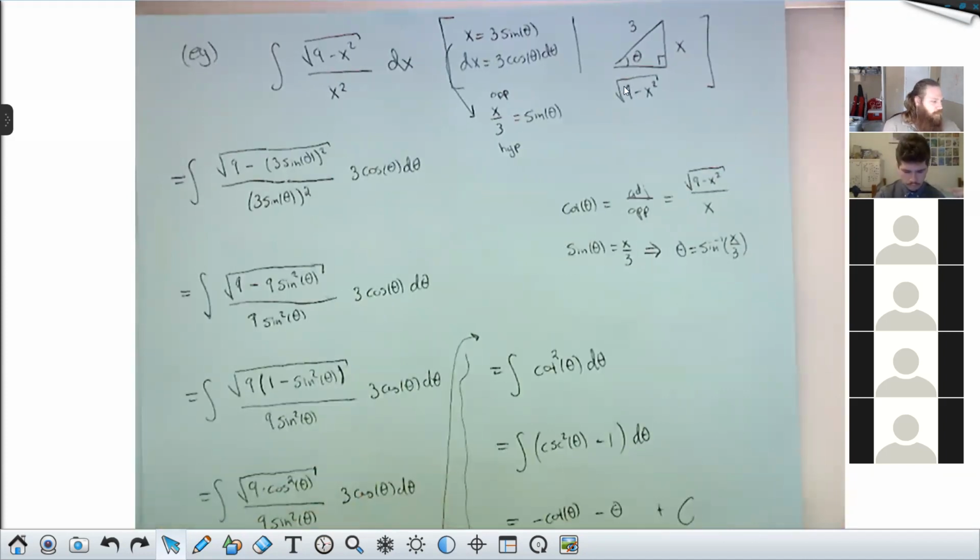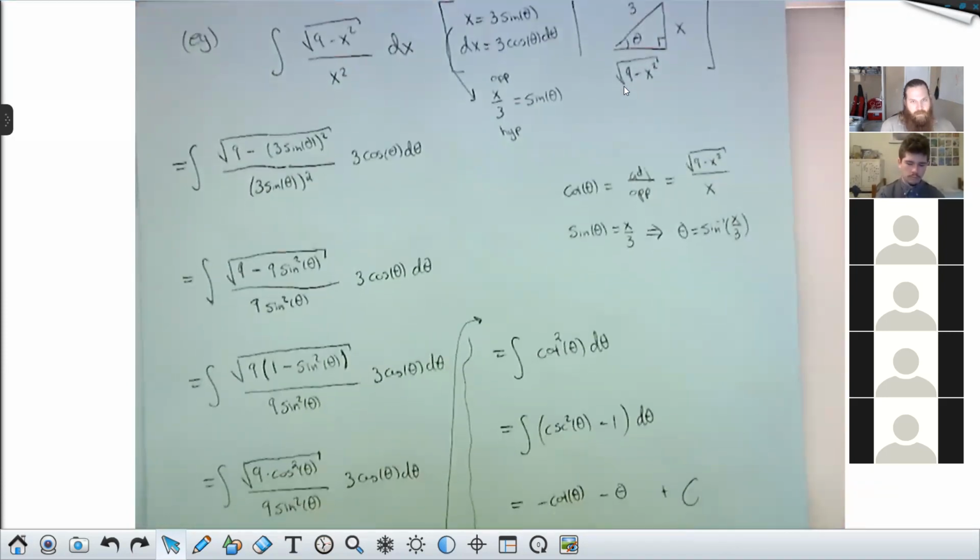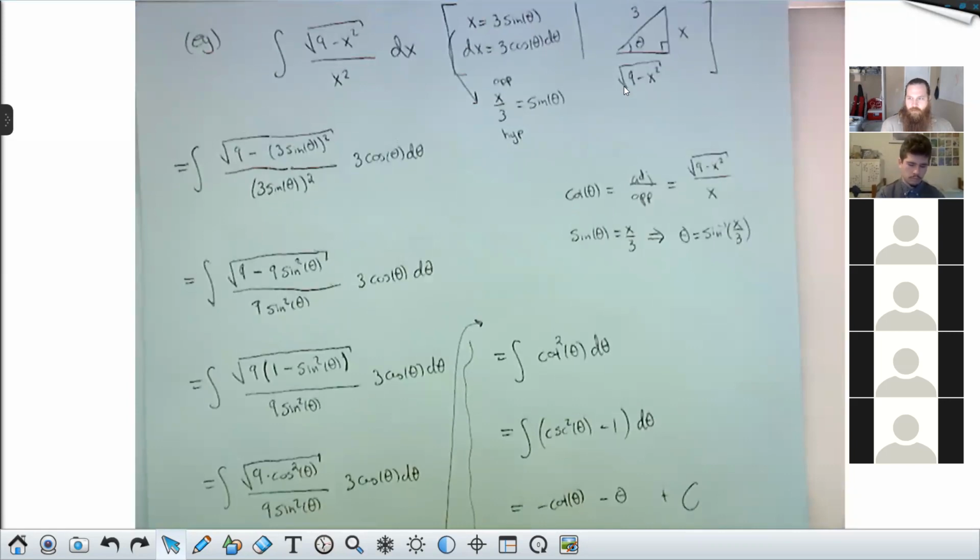So yes, there are ways to avoid the geometry if you are desperately allergic to it. But unless you literally go into anaphylactic shock every time you draw a triangle, I strongly encourage drawing the triangles. Okay, thank you.